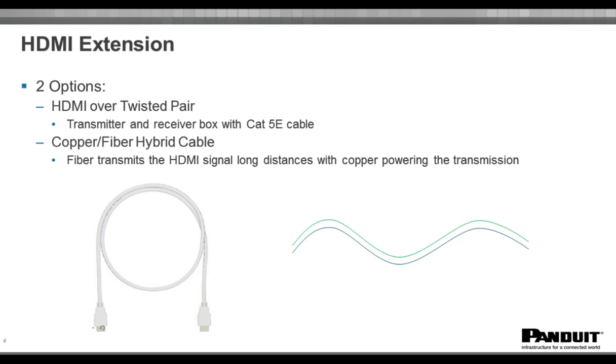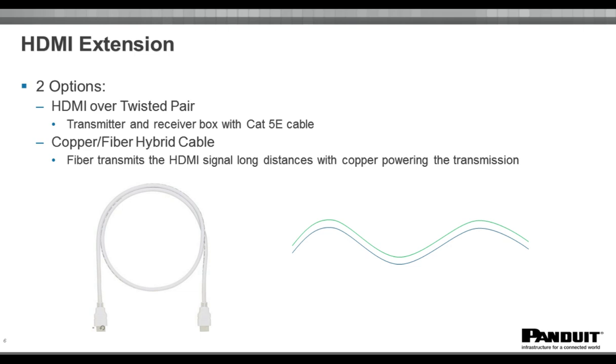So some options, if you don't want to use an HDMI patch cord, is you can run HDMI over a twisted pair cable when you start to hit those distance limitations. That's just going to be a simple box. It's really cost effective. HDMI input, RJ45 output, run it over Cat5e. It'll work just great. Another option is a copper fiber hybrid cable.